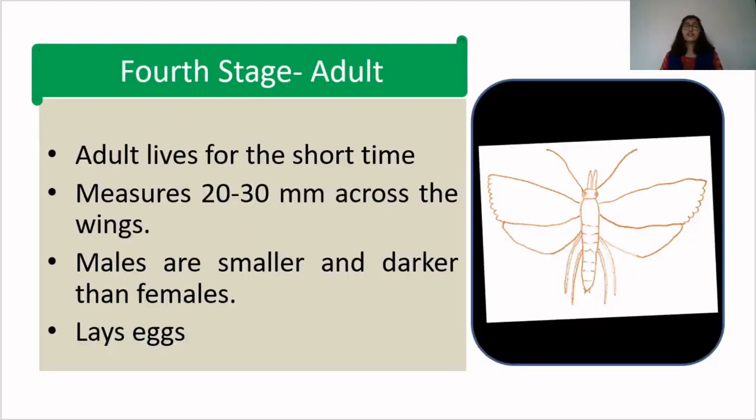The fourth stage is the adult stage. Adult lives for a short time. It measures 20 to 30 millimeter across the wings. Males are smaller and darker than the females. The sole function of adult is to mate and lay eggs.